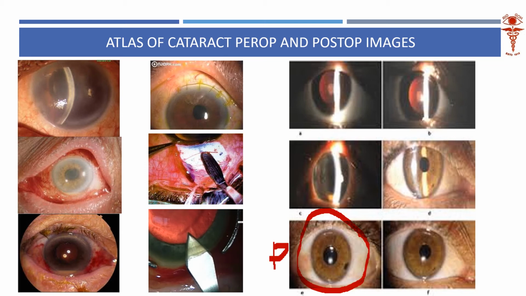These patients are called pseudophakic patients. If you have a normal lens in you, you are called a phakic patient. If you have an absent lens in you, then you are called an aphakic patient. If you have an artificial lens in you, you are called a pseudophakic patient. So this is the normal expectation in most of our patients.